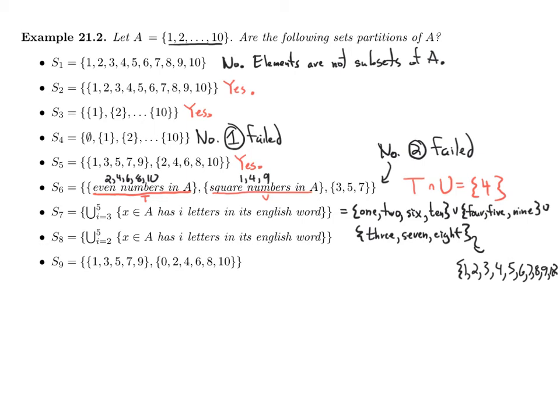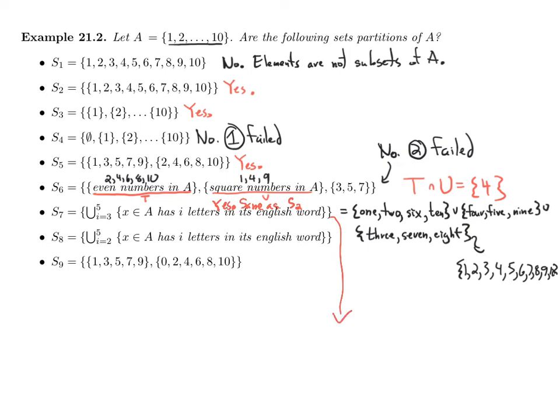So, in fact, what we have here is the exact same as S2. There is one element of S7, and that element is the set 1, 2, 3, 4, 5, 6, 7, 8, 9, 10. This is the same as S2. So I'm going to mark that down. This is yes, same as S2. And I want to talk about this for a second.